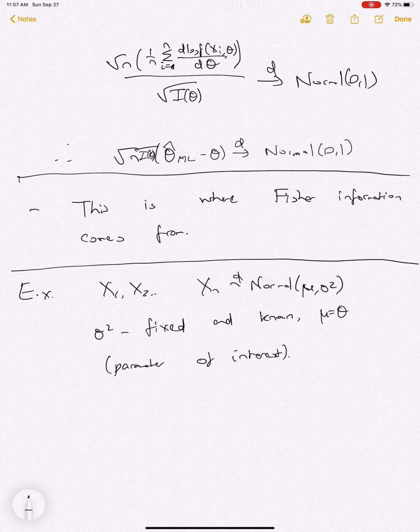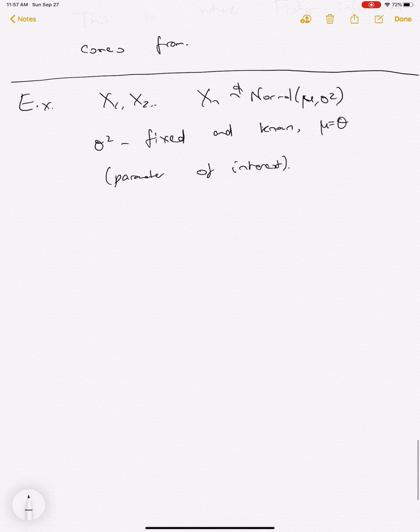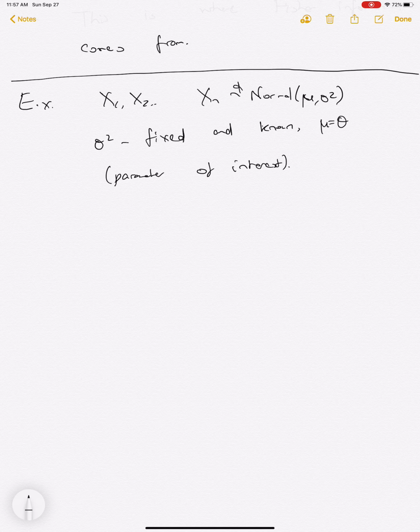Okay, so we're going to do another example to break up that technical proof that we saw, and we're going to return to an example that we haven't seen for a while, which is the normal distribution, where we know what's going on, but I want to apply the maximum likelihood theory to the normal distribution to see what we get out of it.